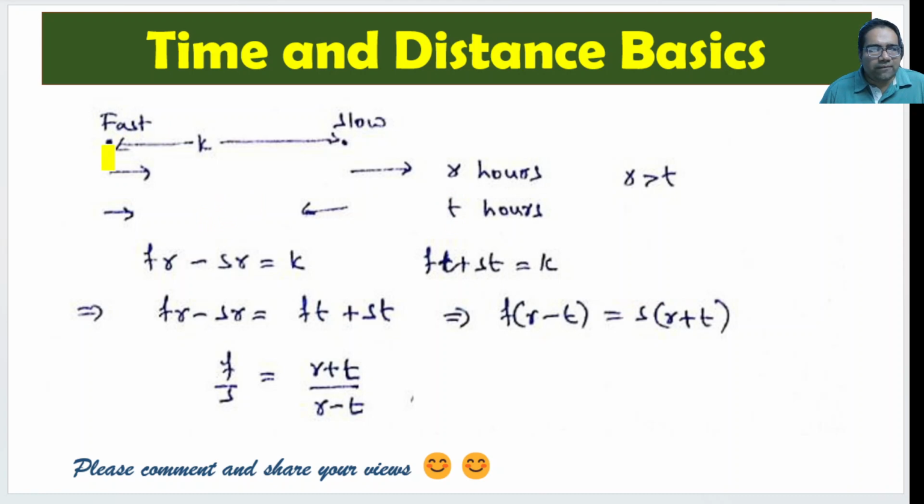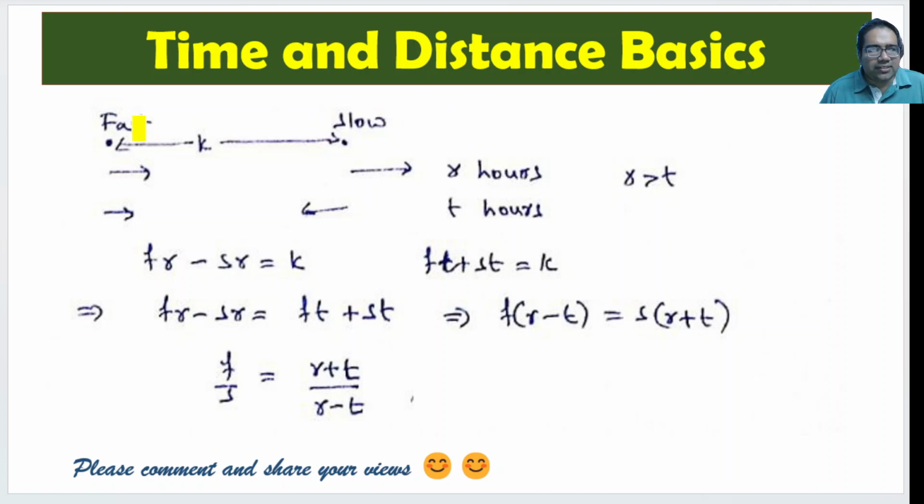So if both are moving in the same direction, then in r hours the slow guy reaches some point here. In the same r hours, the fast guy will reach this point. Then only they will meet. The fast guy is reaching this point in r hours, and the slow guy is reaching this point in r hours. What does that mean? The distance traveled by the fast guy minus the distance traveled by the slow guy is equal to k miles.